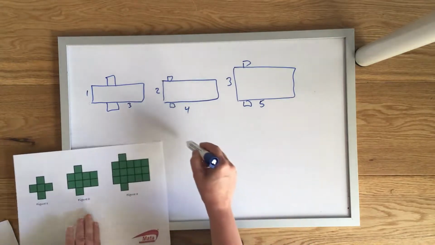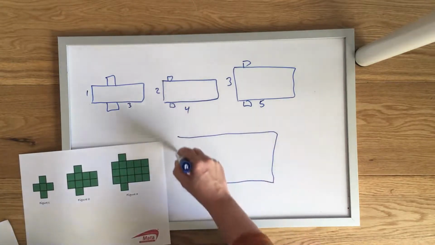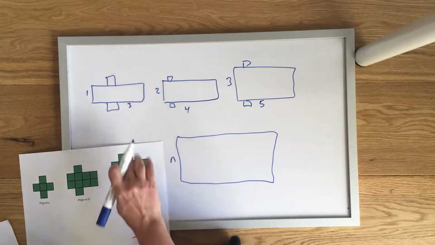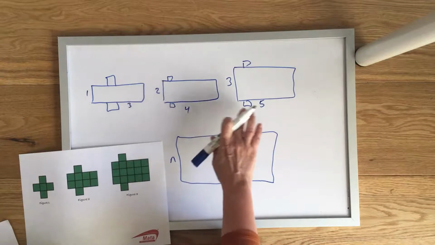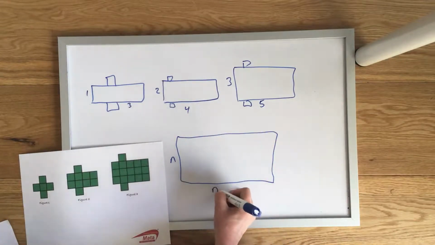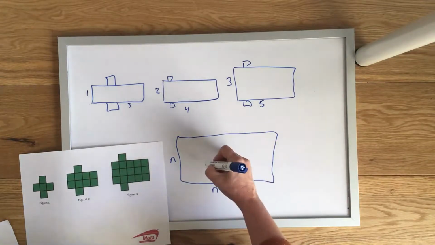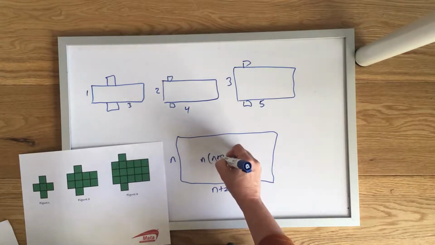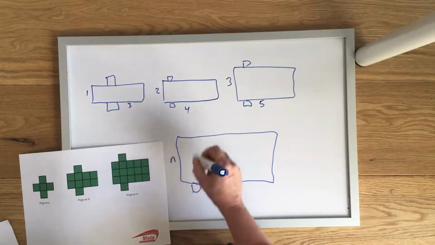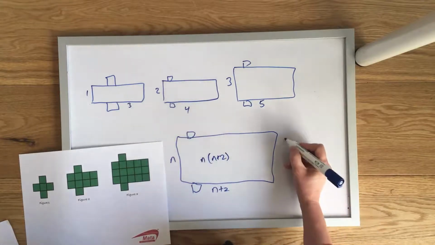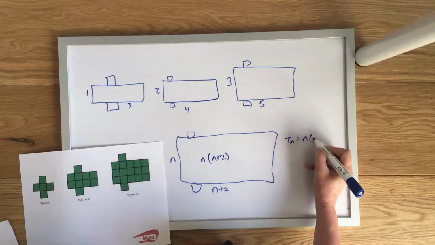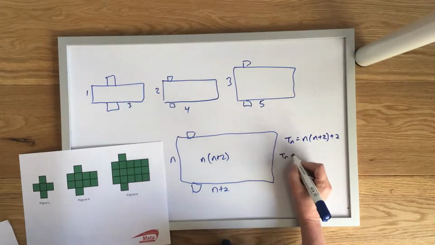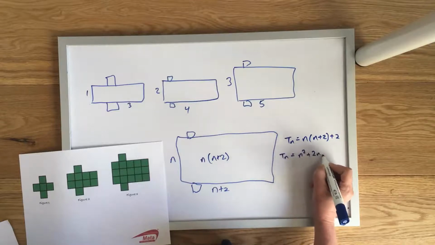So we can expect our nth term to have a rectangle 1, 2, 3, so this will be n, 3, 4, 5, it's 2 more, so n plus 2. So our rectangle itself is n on n plus 2, but then we have 2 more squares to add to it. So our general term will be n on n plus 2 plus 2 more, which is n squared plus 2n plus 2.